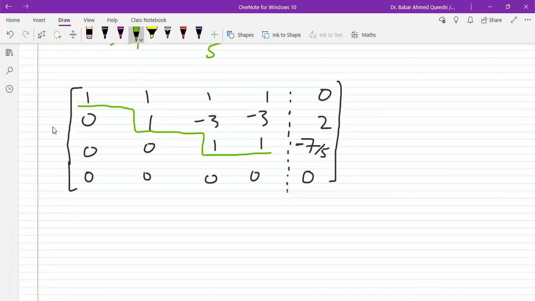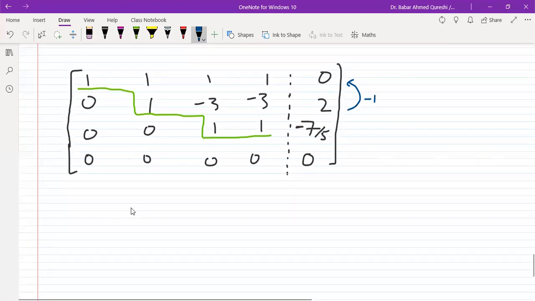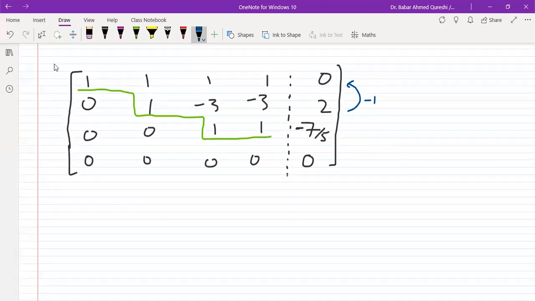So as I told you, start from the second row, pick up your first non-zero element and make things above it zero. So we have to multiply by -1 and add it above.